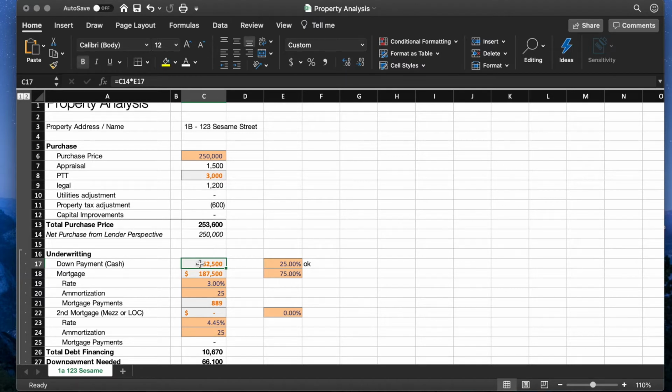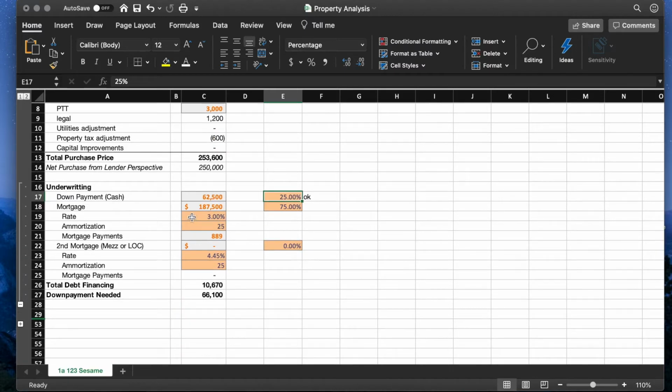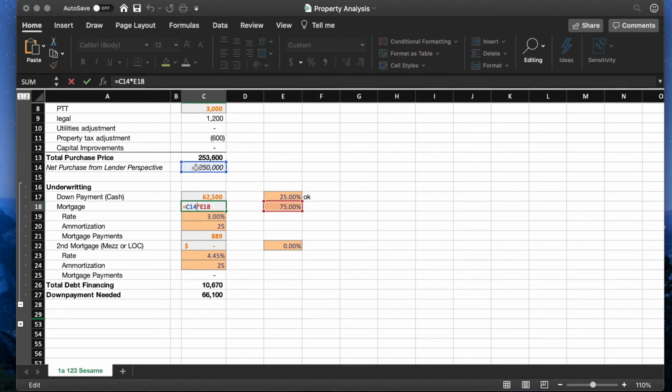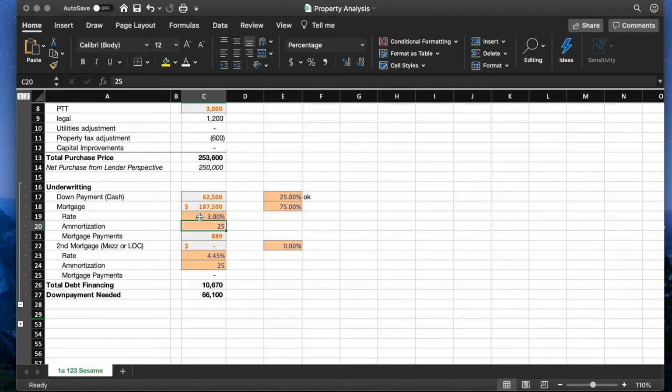So making sure that you don't just have the minimum 25% for the purchase, but actually 25% plus also your closing costs is very, very important. Next, we have the mortgage calculations, and so we have the mortgage balance here, which basically looks at the actual purchase price from the lender perspective and the ratios, and then calculates what our mortgage amount is going to be. In this case, it'll be $187,500.